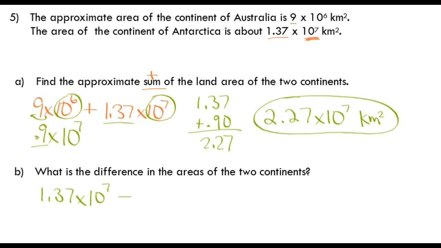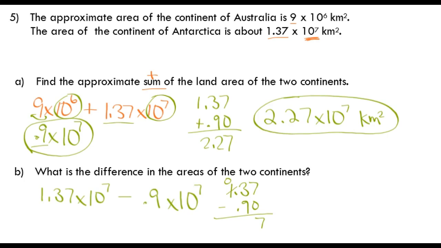Now, I could write the original again, 9 times 10 to the 6, but I already know that they don't match. So I can just use the one I've already put the work and effort into. And I'm just going to say 0.9 times 10 to the 7th. So now off to the side, I'm doing a subtraction of those two numbers. So this is 7. Got to do some trading. Borrow 10 from there. This is 4. Okay, so 0.47.